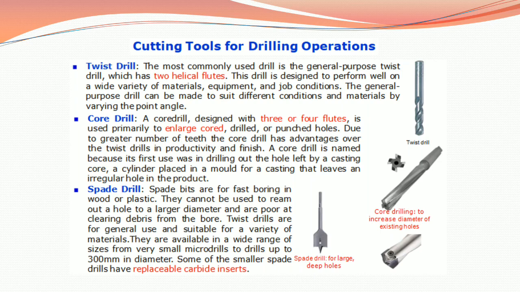Next one, core drill. A core drill designed with 3 or 4 flutes is used primarily to enlarge core drilled or punched holes. Due to greater number of teeth, the core drill has advantages over the twist drills in productivity and finish. A core drill is named because its first use was in drilling out the hole left by a casting core, a cylinder placed in a mold for a casting that leaves an irregular hole in the product.